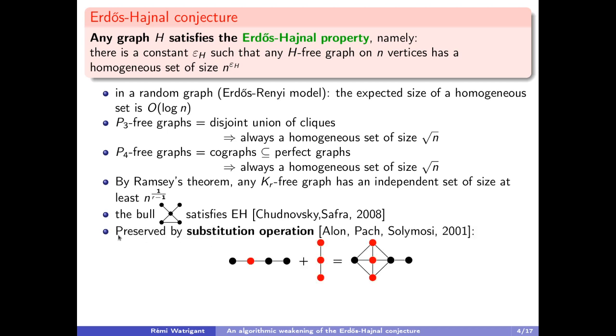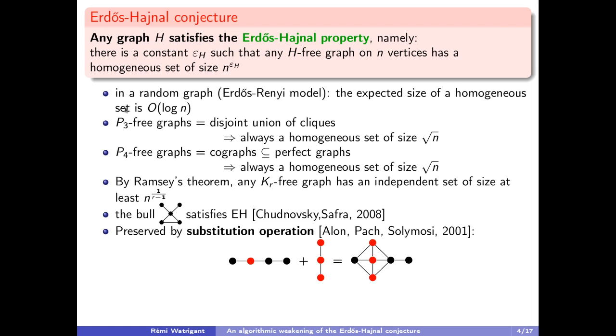And lastly, it is also known that the Erdős-Hajnal property is preserved by the substitution operation. The substitution operation is the following: if you take two graphs, like for instance this path on 4 vertices and this path on 3 vertices, and you pick one special vertex in the first graph and you replace this vertex by the whole second graph, then you get this graph. And Alon, Pach and Solymosi proved that if the two first graphs satisfy the Erdős-Hajnal property, then the substitution graph also satisfies the Erdős-Hajnal property.